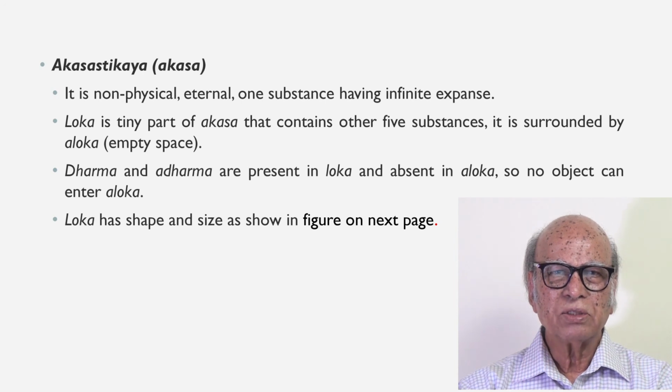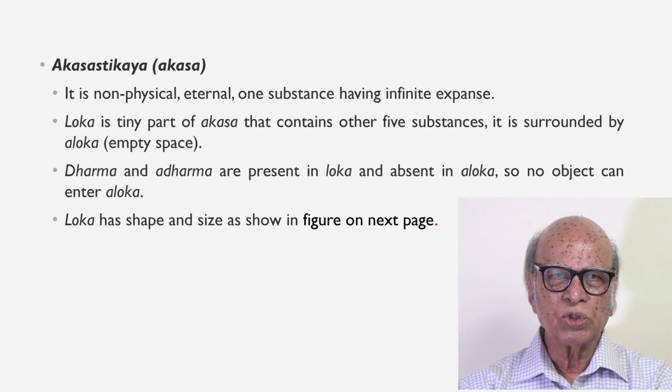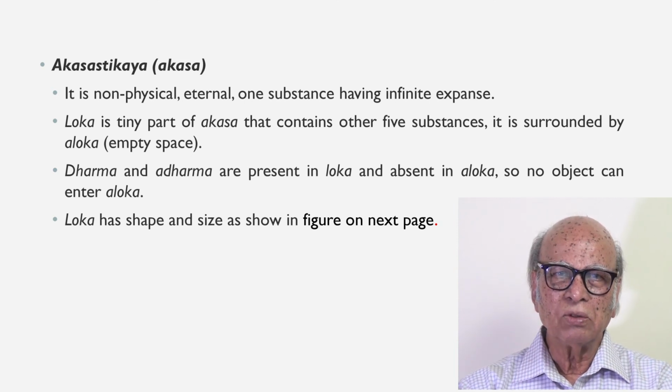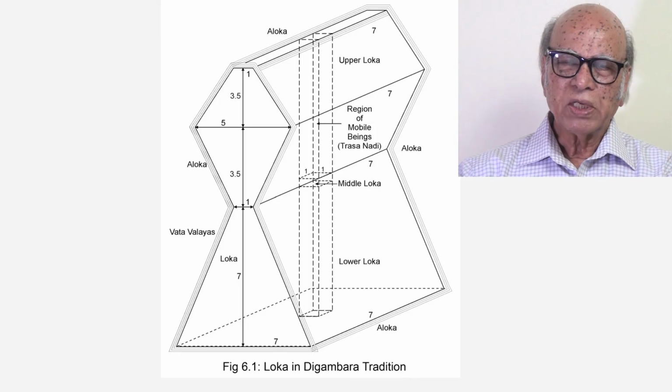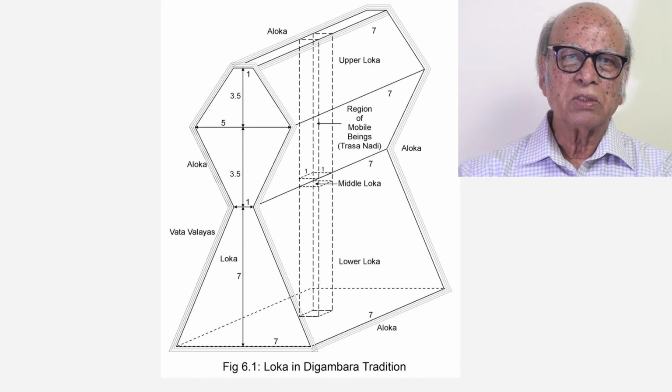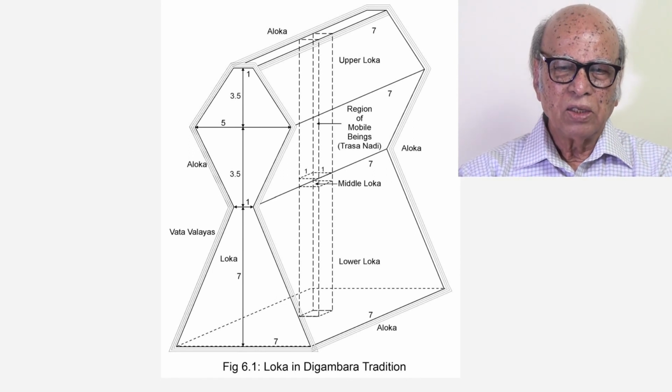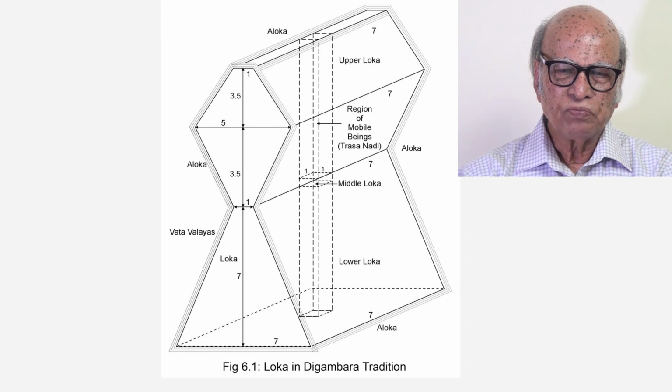And this size remains constant because it cannot expand, it cannot move further beyond its boundaries, because dharmastika, which is the agent of motion, is not present in alok. And therefore no movement is possible in alok, and hence the lok remains of finite size always. We can understand lok with the help of a figure. So you have a figure before you.